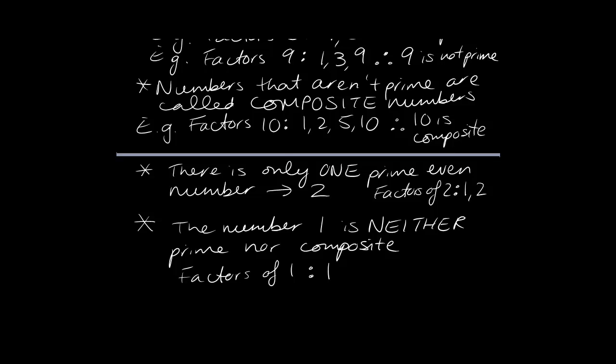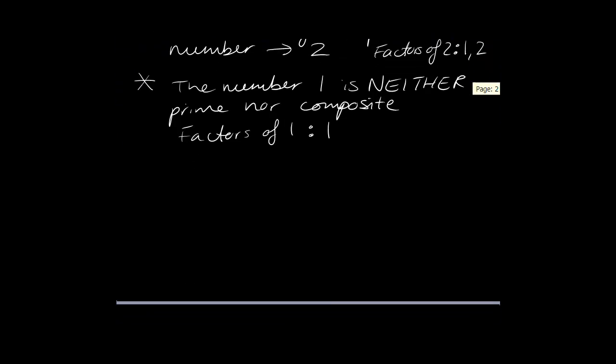The number 1 fits neither of those descriptions, which is why the number 1 is a special number. It does not belong to the prime nor the composite numbers. So those are a couple of special cases. There's only one term now that we are yet to look at in this session, and that is multiples.